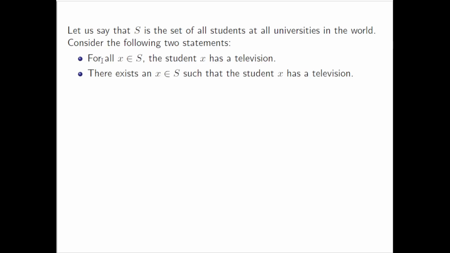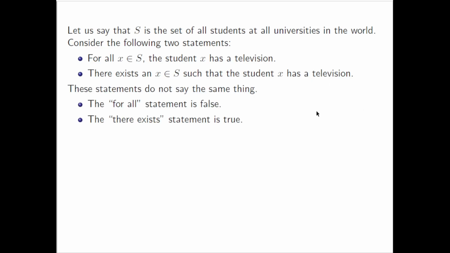The first statement is for all x in S, for each person who is a student at a university, the student X has a television. And then the second statement is there exists an X in S such that the student X has a television. Now, these statements don't say the same thing, right? It's not that we can go survey every university student from every university all around the world, but really, come on, the for all statement's got to be false.